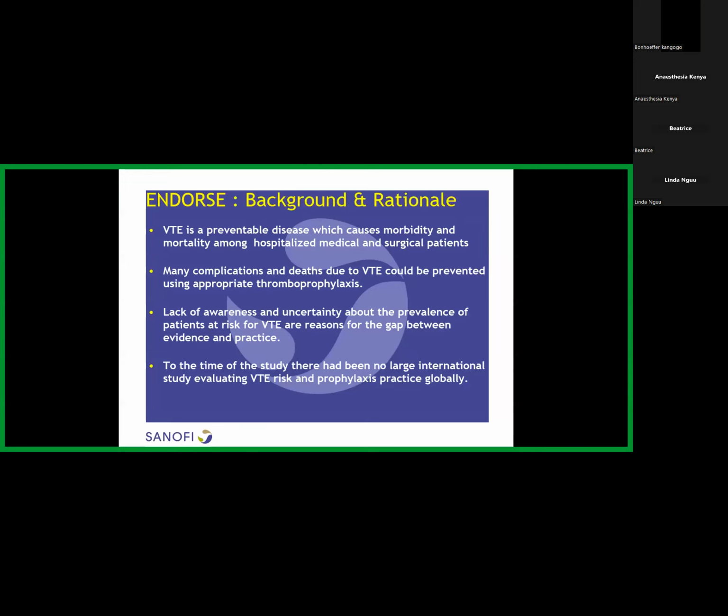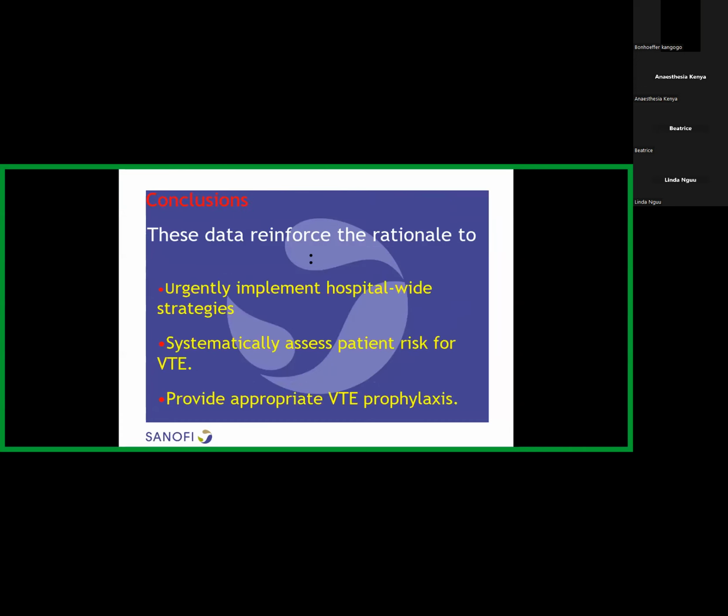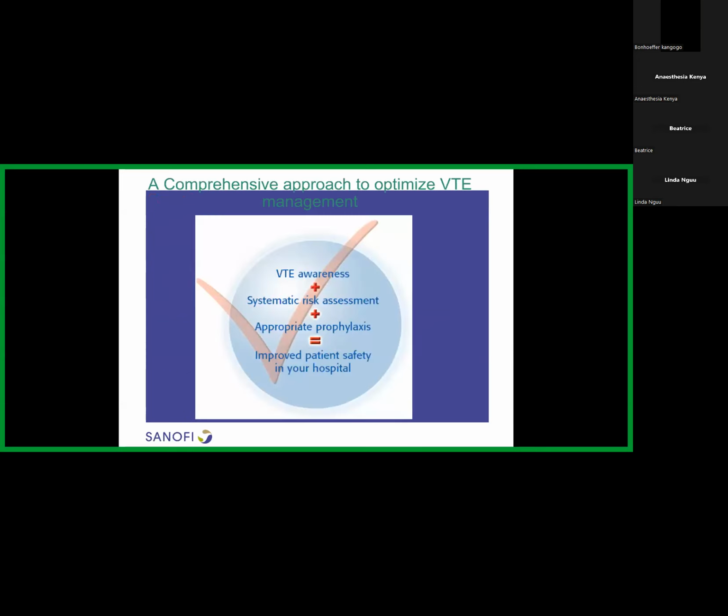Therefore, there is a need for us to implement hospital-wide strategies that will help to systematically risk assess our patients for VTE and provide the appropriate VTE prophylaxis. This could be like using the Caprini scoring tool. If it is incorporated in the hospital setup, then we can do risk assessment all the way from triage up to admission and even when patients are being discharged. Therefore, we'll be able to tell which of our patients are at risk.